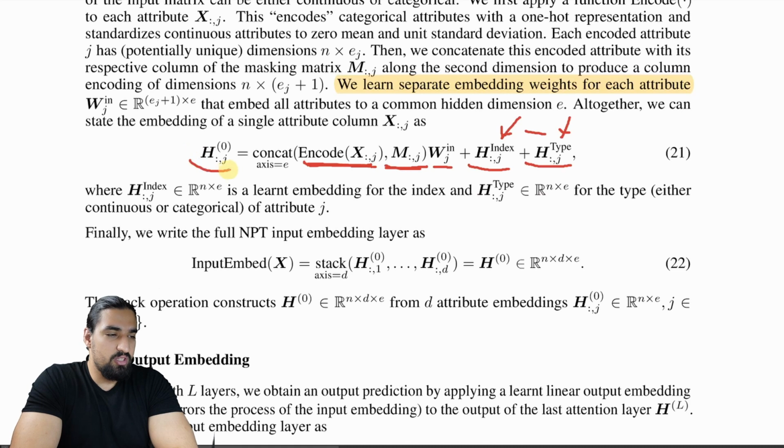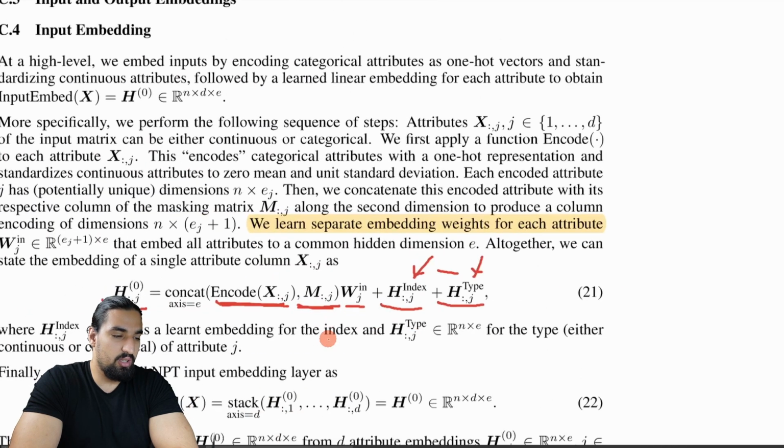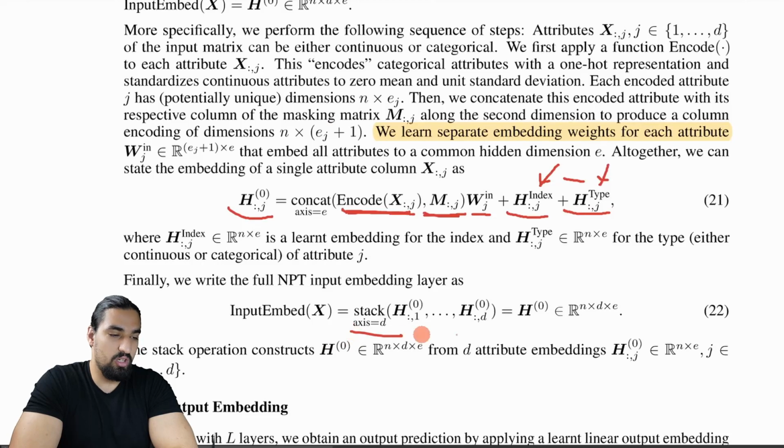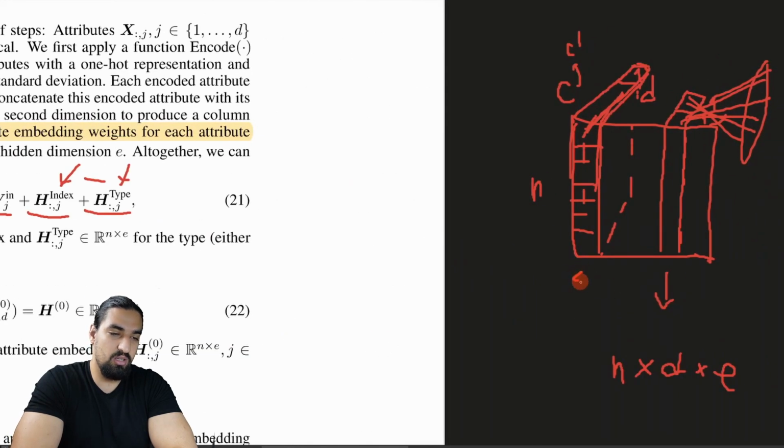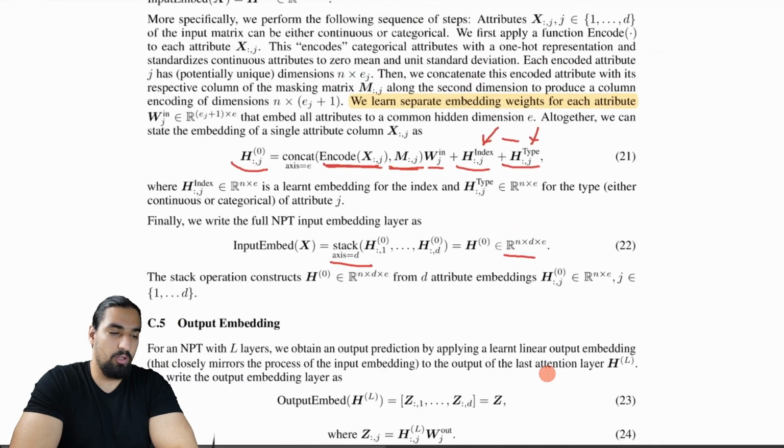Having done that for a single attribute column, so this was this part, maybe we're focusing only on this specific column, on this volume. Now they just concatenate all of those, as you can see, across the axis D, so this is the D axis, and that's it. You get the n D E volume.